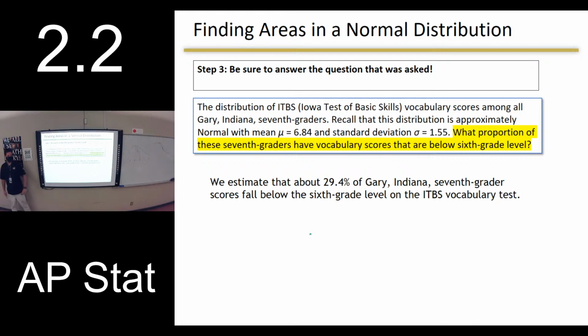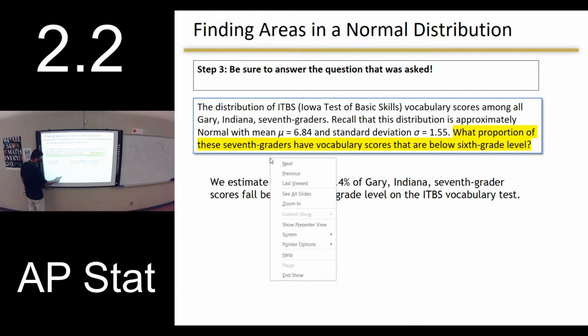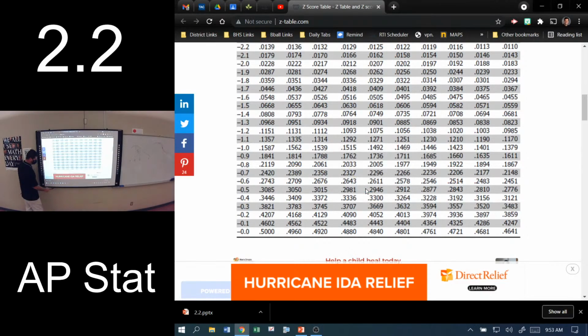How we doing? Pretty good. We're doing really good. I may have gone too fast. I don't know. I may have gone too slow. Questions?